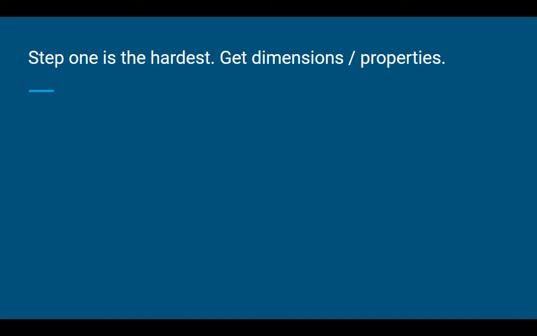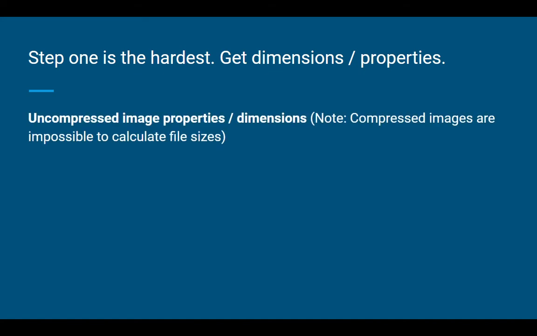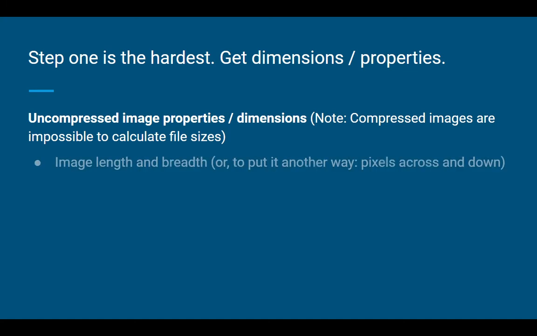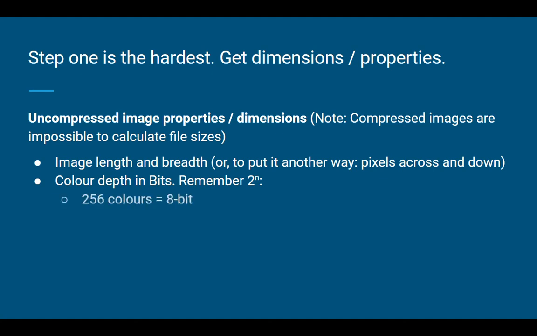Not easy. If it was easy, we wouldn't be worrying about it so much. Step 1, the hardest part, get your properties or dimensions. Uncompressed image properties and dimensions. Uncompressed, please note, you can't do compressed images. It's impossible to figure out. The image length and breadth, or another way, the ratio, the pixels across by down, the image size. Number of data bits to prepare colour, 2 to the nth power, etc., etc., etc.